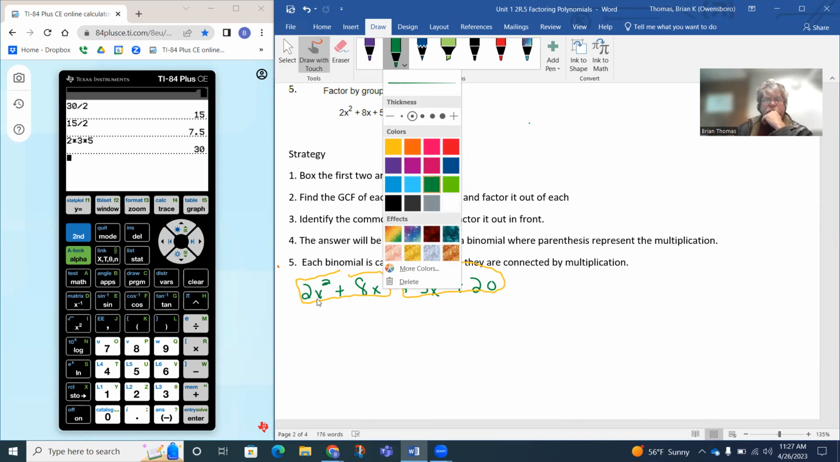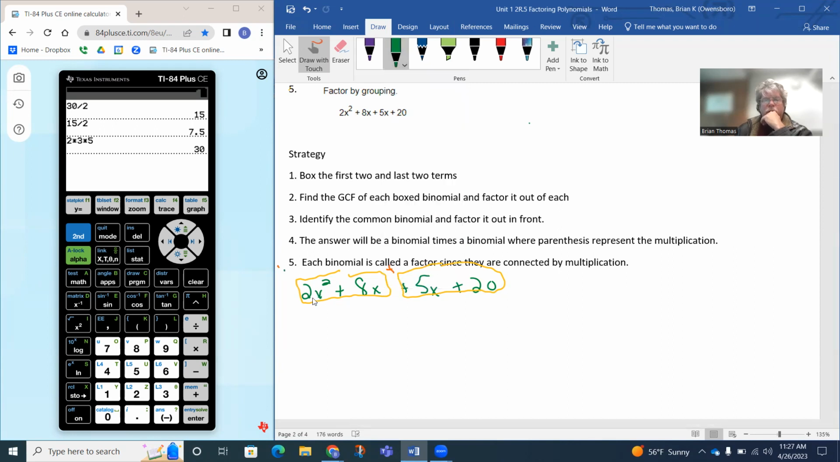As we look at these first two terms, notice there's a 2 and 2 x's and an 8. 2 is a factor of 8, and this also has an x. So a 2 and an x are common factors, in other words, the GCF. When I factor those out, I'm dividing them out. When I divide the 2 out, it's gone. If I divide an x out, that leaves me an x. If I divide 8 by the 2, that leaves me a 4. If I divide the x out, it's no longer there. You can always double check this by multiplying it back through. 2x times x is 2x squared. 2x times 4 is 8x.